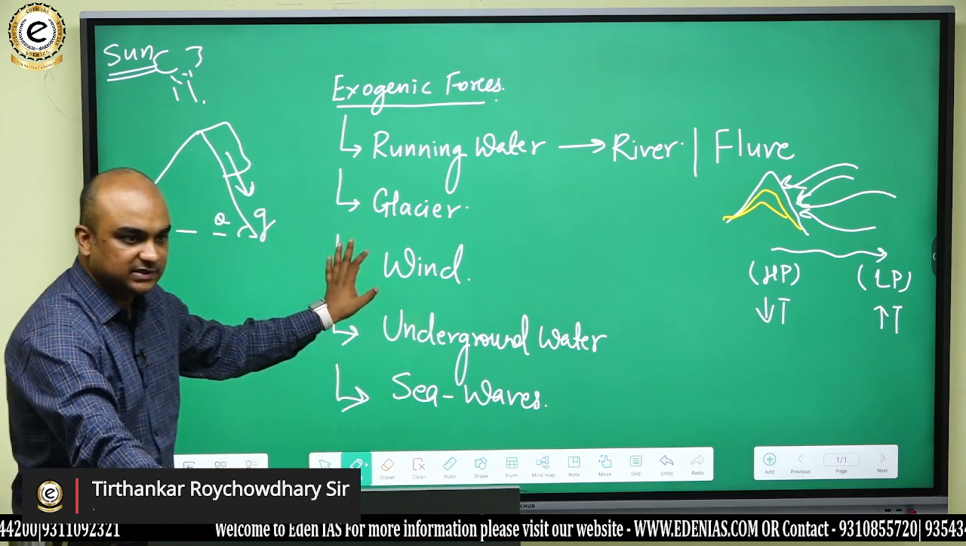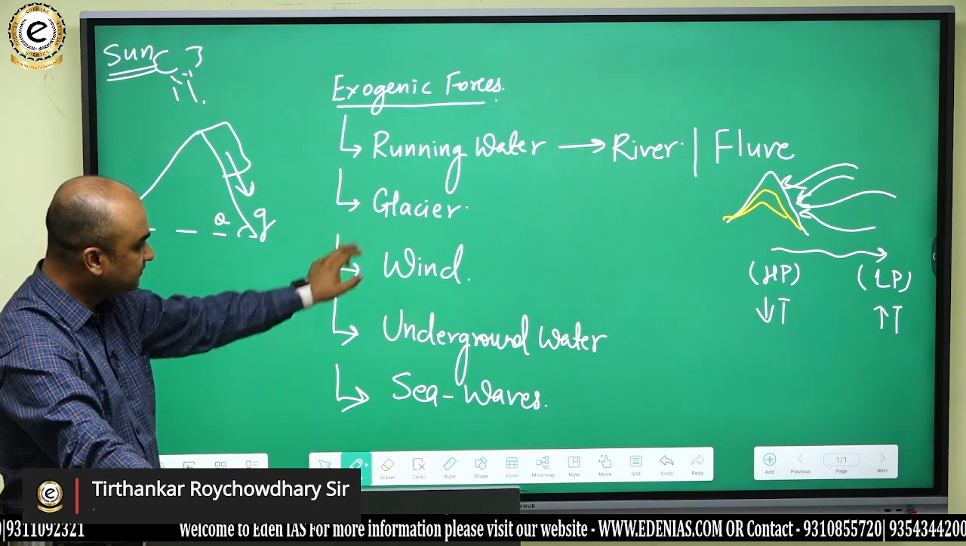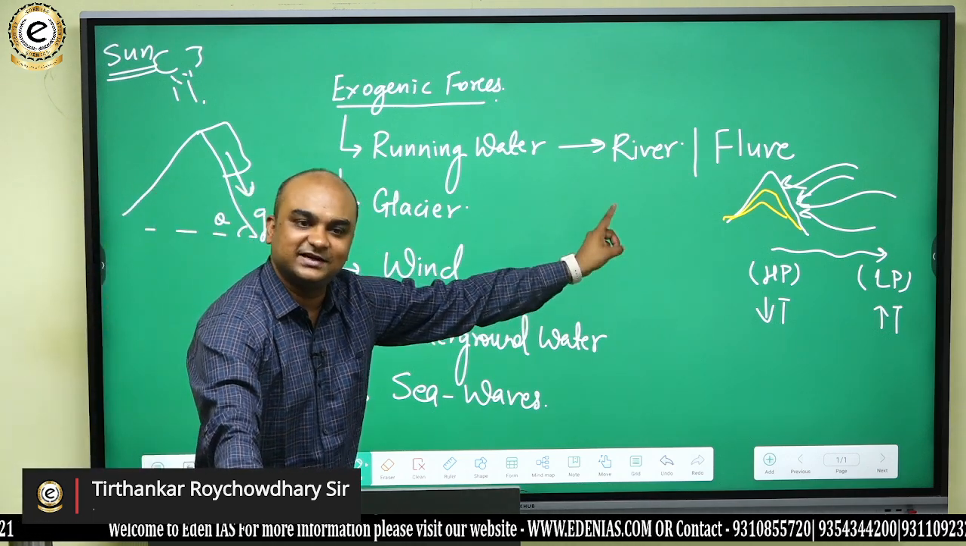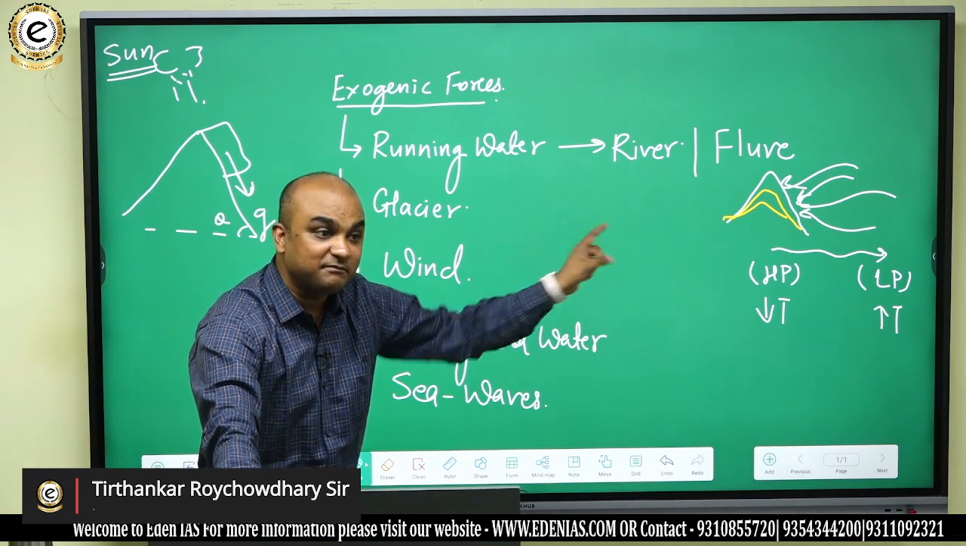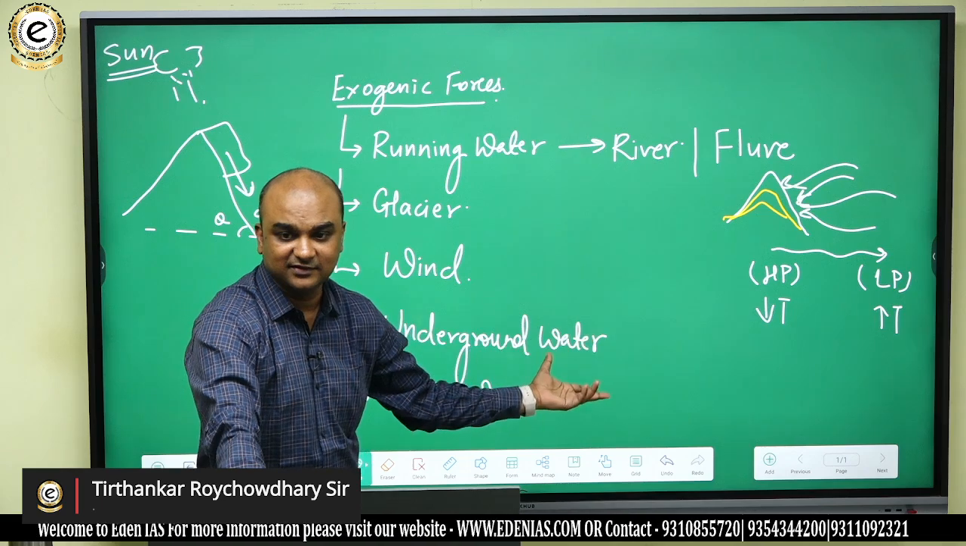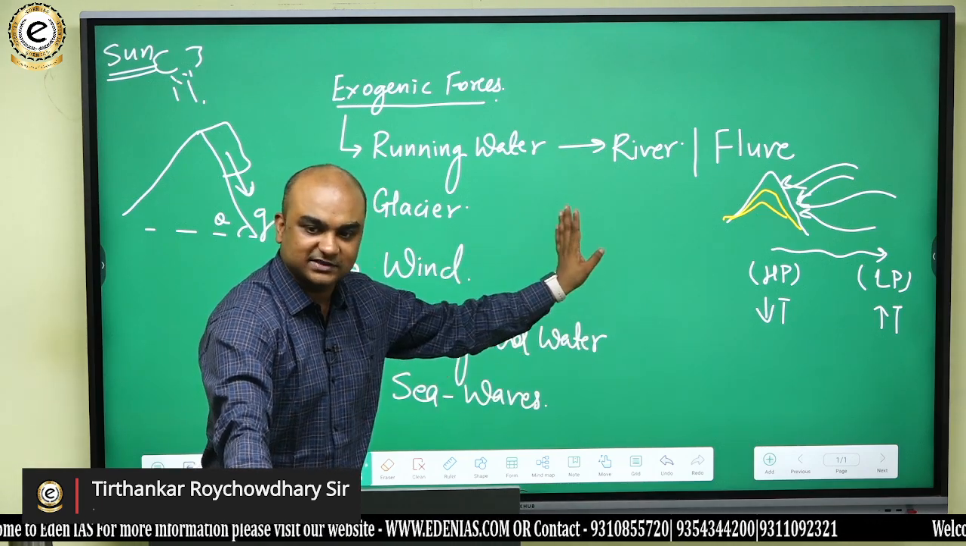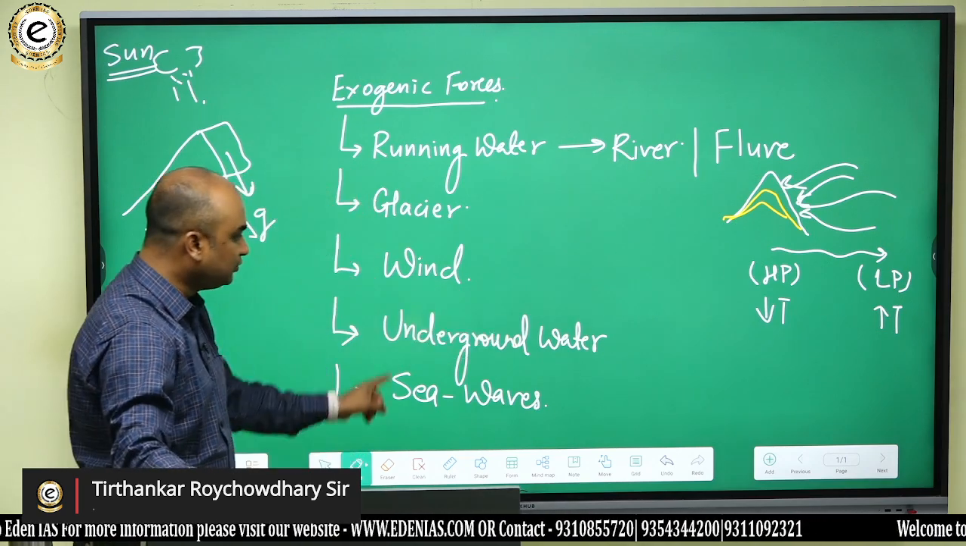So wind is the third agent of erosion, and winds are created due to difference in pressure. Difference in pressure is created due to difference in temperature, and temperature is due to what? Sun. So be it running water, glacier or the wind, the ultimate source of energy seems to be the sun. Let's come to underground water.